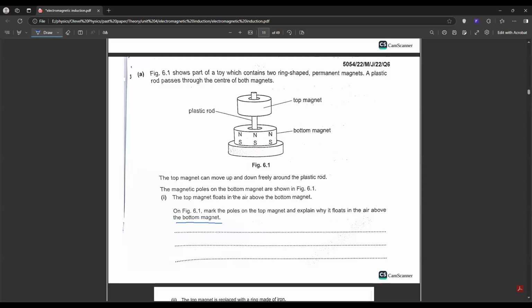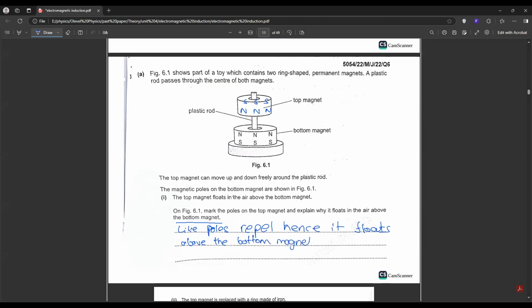On figure 6.1, mark the poles of the top magnet and explain why it floats in the air above the bottom magnet. When can the top magnet float above the bottom magnet? If both of them have like poles facing each other. So I have marked the poles, and secondly I can write like poles repel. Like poles repel, hence it floats above the bottom magnet.